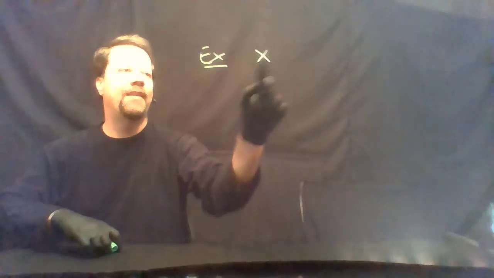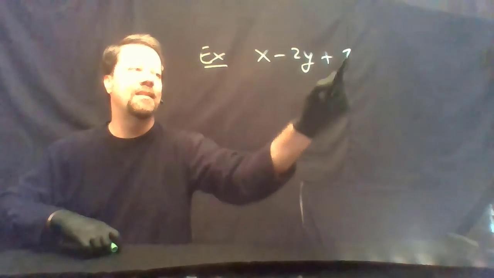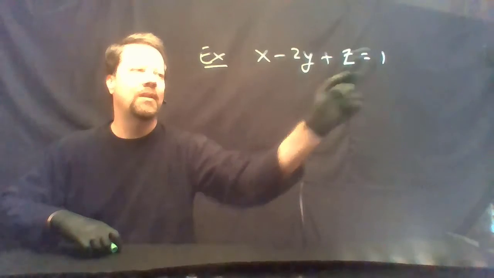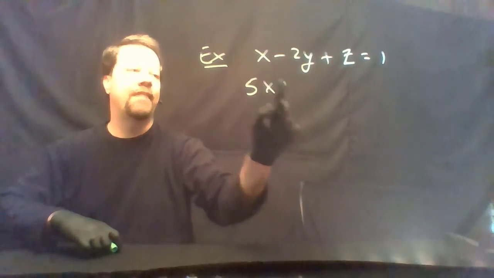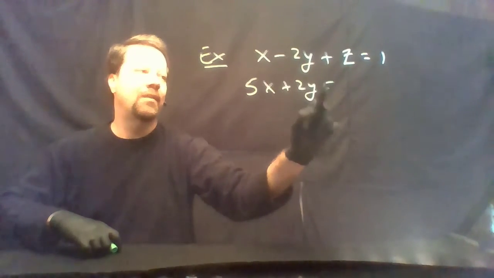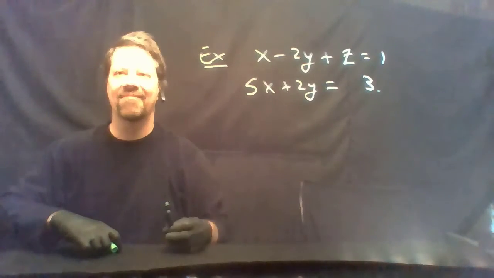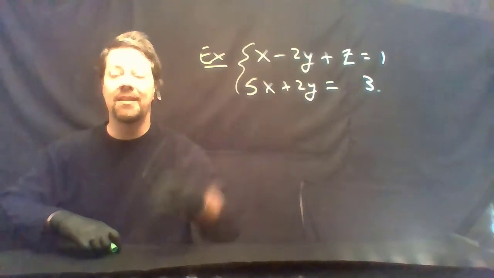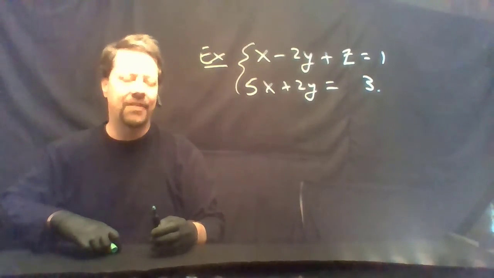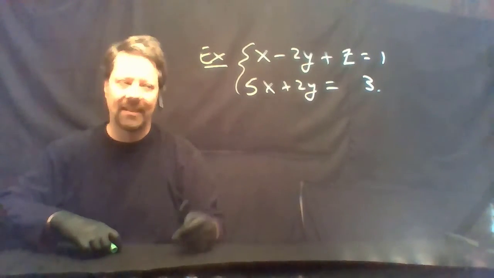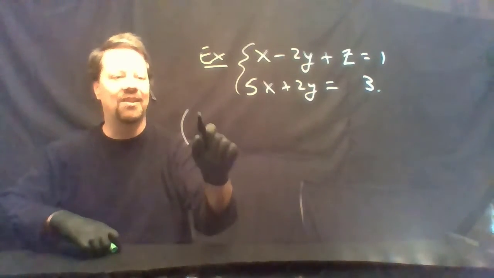Suppose we have x minus 2y plus z equals 1, and 5x plus 2y equals 3. This system is underdetermined. We either have no solutions or infinitely many. Let's write the augmented array.